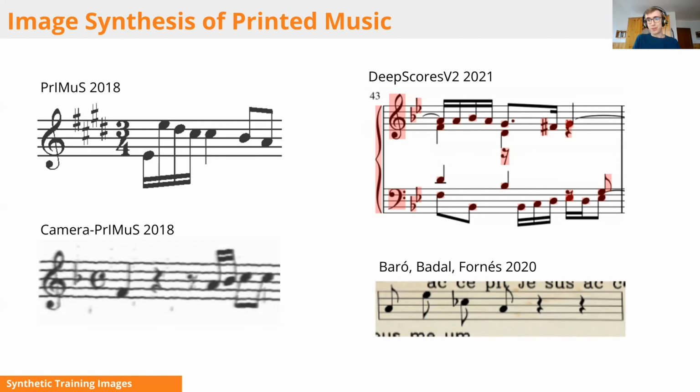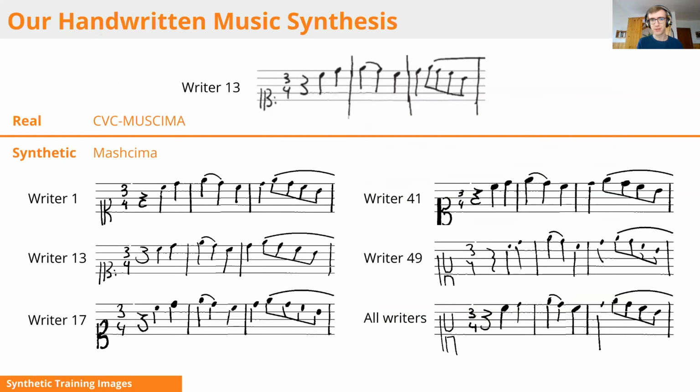Image synthesis in printed music is not new, because there are many datasets like Primus and Deep Scores and many others that contain images of printed music, and these have been created using some engraving tools such as Verovio or MuseScore or Lilypond. But our synthesizer is different in that it tries to synthesize handwritten music images.